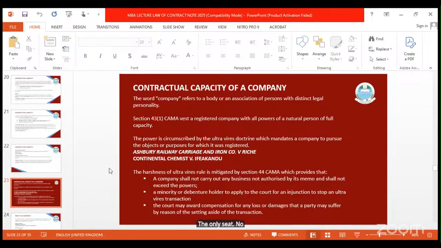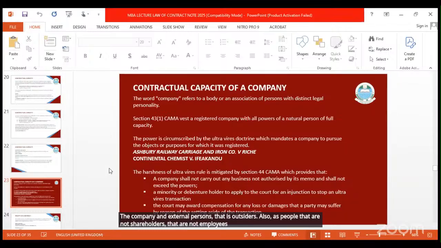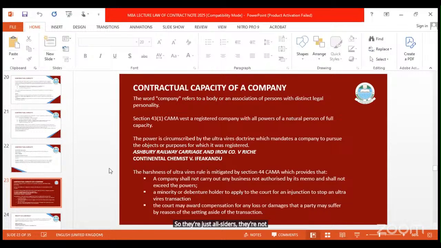Now, for every company, the memorandum of association provides the rules that regulate the relationship between the company and external persons. That is outsiders. Outsiders are people that are not shareholders, they are not employees of the company, they are not directors of the company, so they are just outsiders.